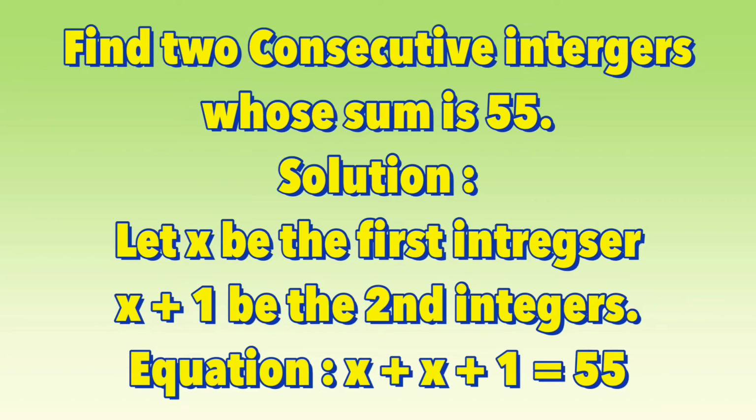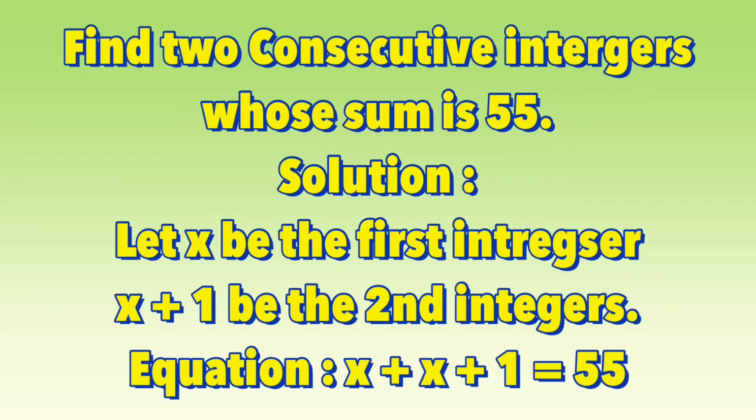So 9, 10, 11, 12 is called consecutive numbers. Okay, our solution, we have of course to prepare a representation. Let x be the first consecutive integer, and x plus 1 be the second consecutive integer. So the equation now, since sum, we're going to add the first and the second integers. So our first consecutive integer is x plus the second integer, x plus 1 equals 55.